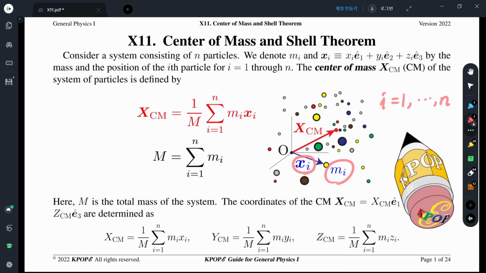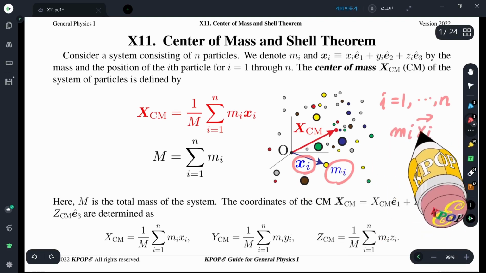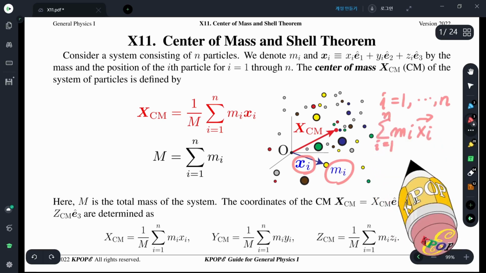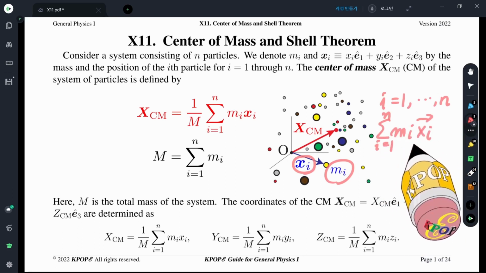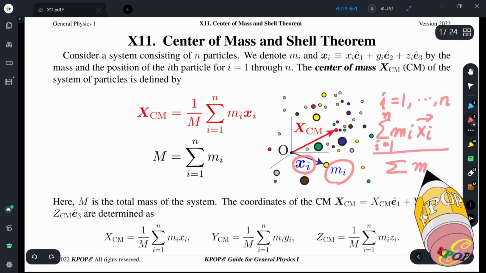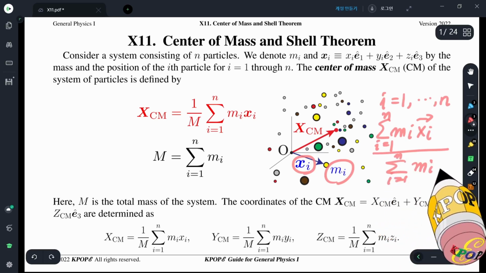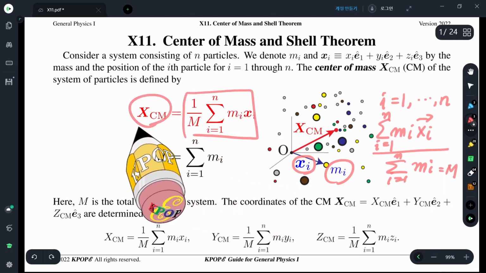The sum of m_i x_i, where i runs from 1 to n, is still a vector. We make a weighted average over the mass. If we average over the whole mass, this is the total mass, which is also called capital M. Then we obtain the center of mass. That is the definition of center of mass.